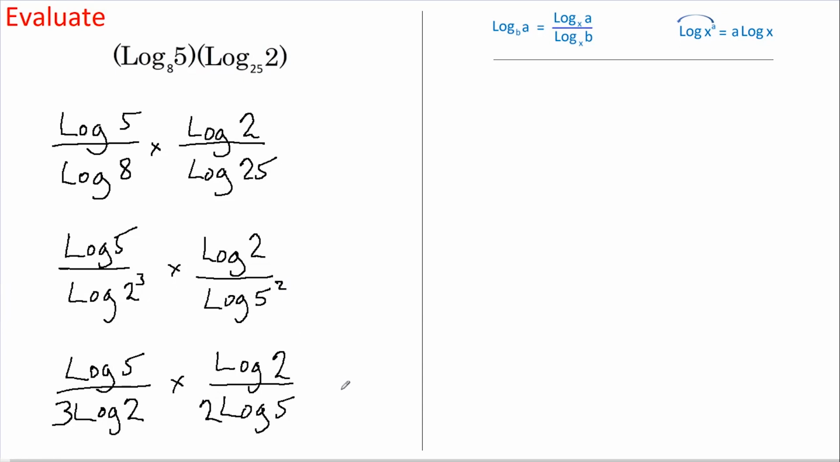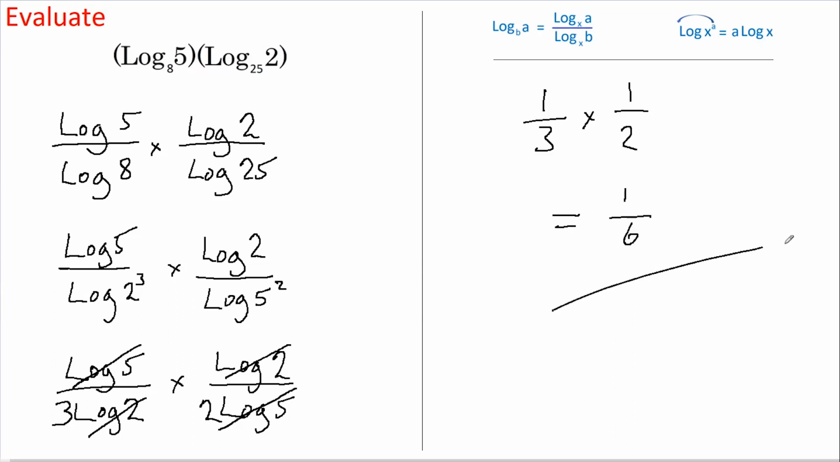It should now be obvious why we did that, because we can cancel. Log 5 here cancels with log 5 here, and log 2 here cancels with log 2 here. So we just end up with 1 over 3 multiplied by 1 over 2. And that, of course, equals 1/6. And that is our answer.